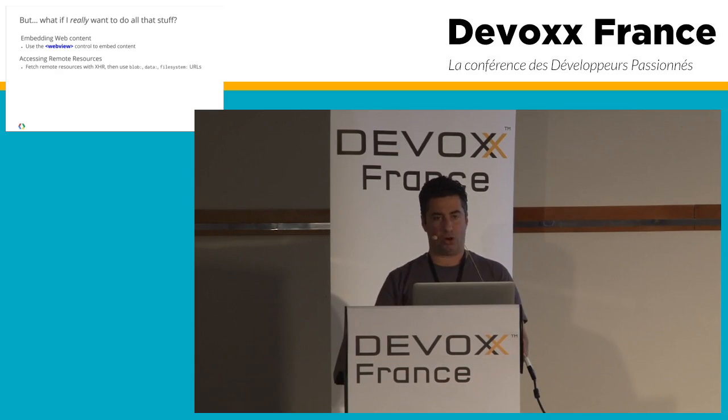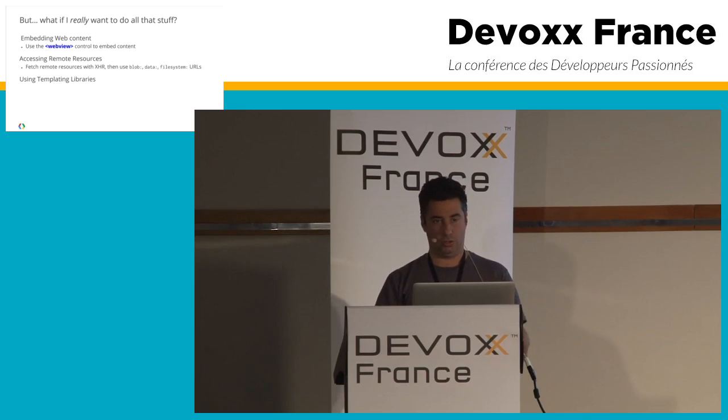For accessing remote resources, I just described this. You fetch it with XHR, then use a blob URL. We give you a library for that. One of the most common issues that will come up is when you want to use a templating library, for example. Some templating libraries just use eval or whatever to compile the template into a function.